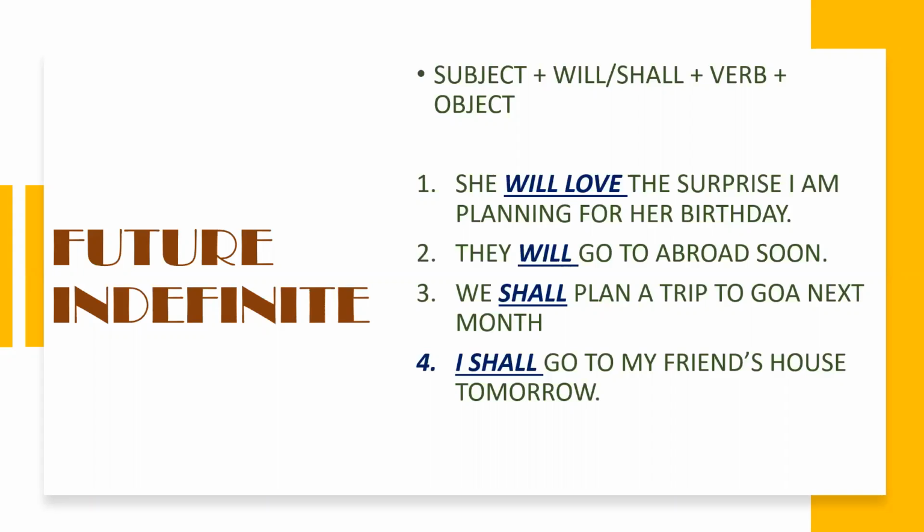Simple sentence, अगर जो भी होगा future tense का, उसमें हमें सिर्फ will और shall add करना है. I shall go to my friend's house tomorrow. Now the use of will and shall. Where to use will and where to use shall.